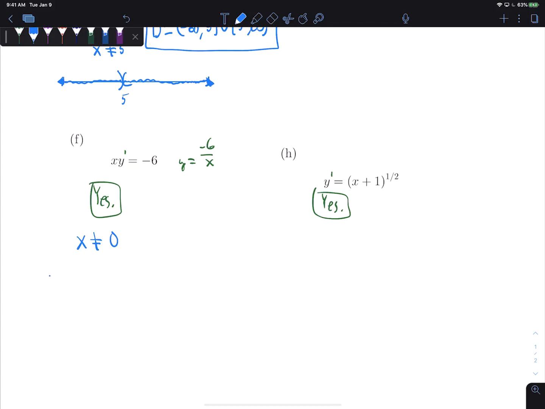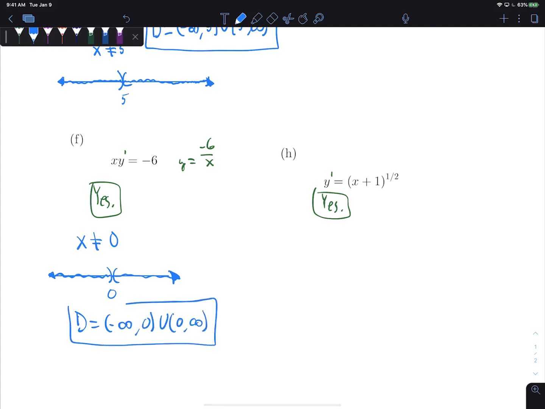If you want to, you can draw a number line and put a 0 in the middle. Everything to the left of 0, excluding 0, and everything to the right of 0, excluding 0. So the domain here is -infinity to 0 union 0 to infinity. Wonderful.